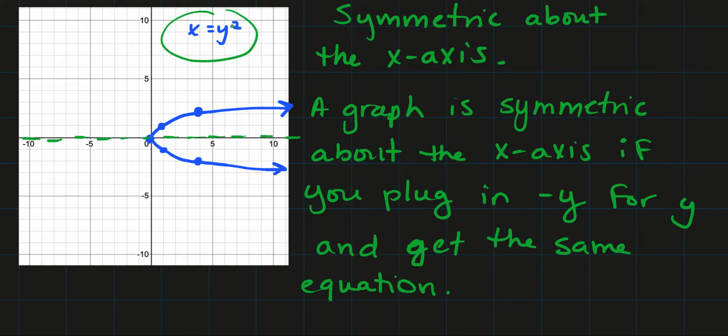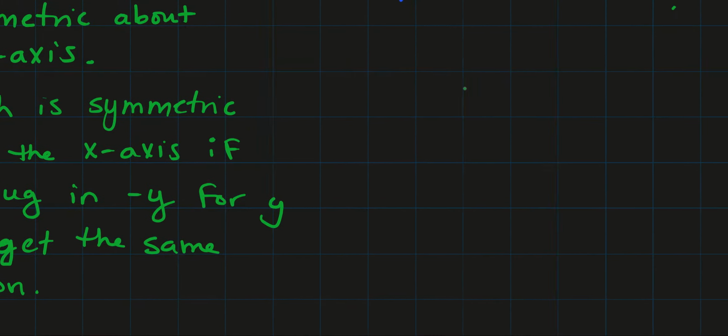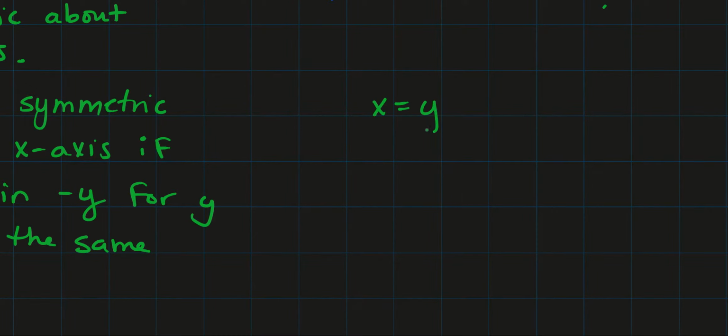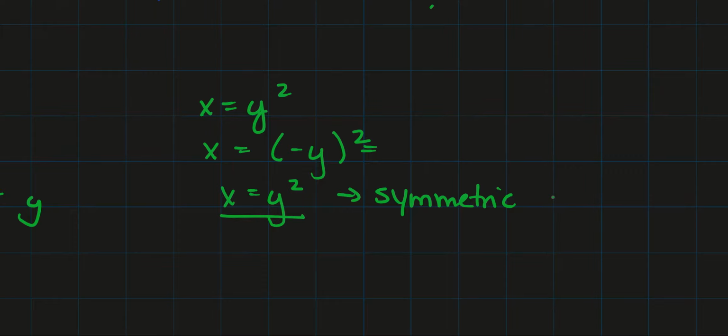So our equation is x is equal to y squared. So look what happens with this one. X is equal to y squared. If we plug in negative y, we get x is equal to negative y squared. And again, we have a power that's even, so this can be simplified to x is equal to y squared. So when we plug in negative y, we get the same equation. And since that happened, we can tell that this is symmetric about the x-axis.